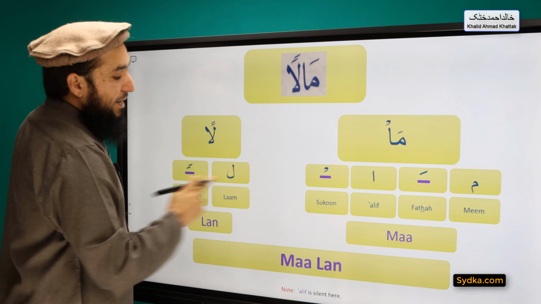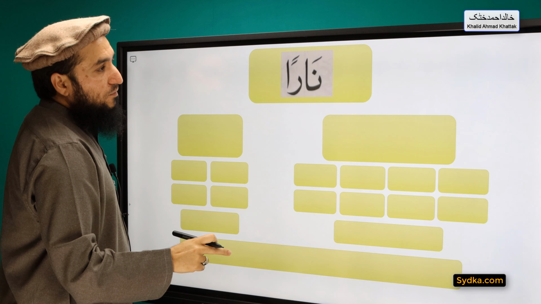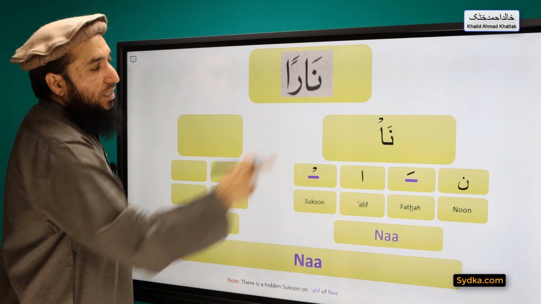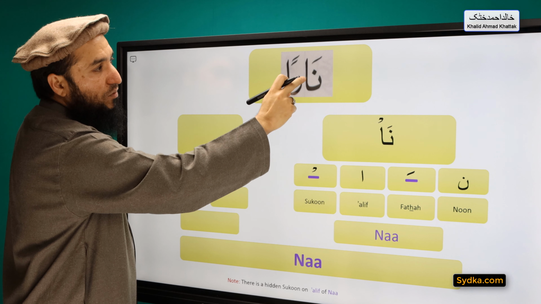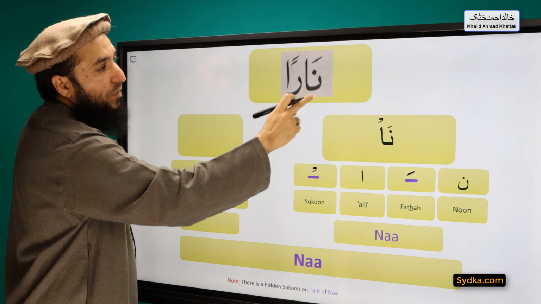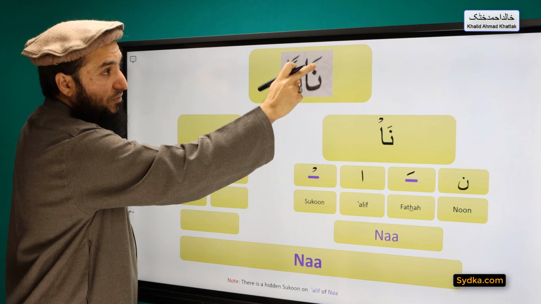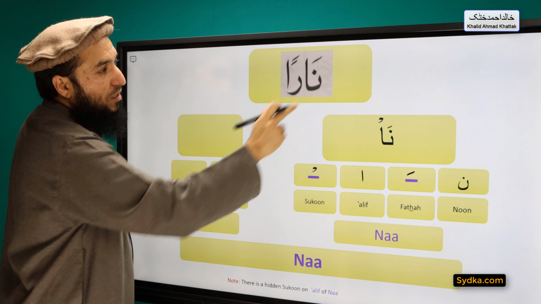The next word we have is naran. It can be divided into 2 syllables. The first syllable we have is nun fatha alif sukoon, hidden sukoon here. Nun is a light letter. It has fatha on top of it, and it is followed by alif, and alif has a hidden sukoon, and it will be prolonged for 2 counts.